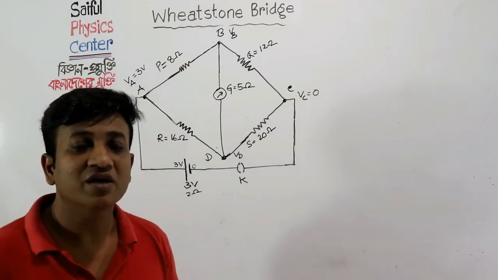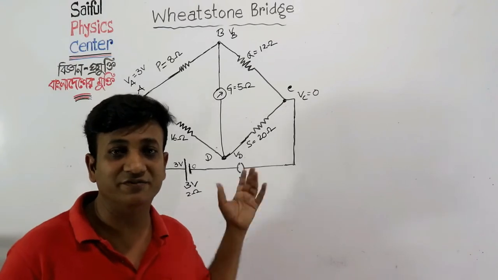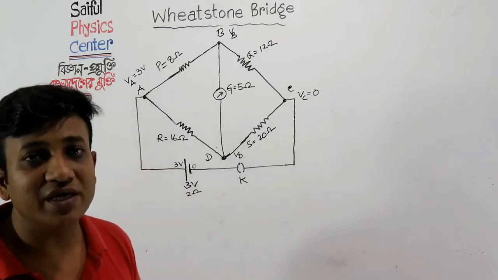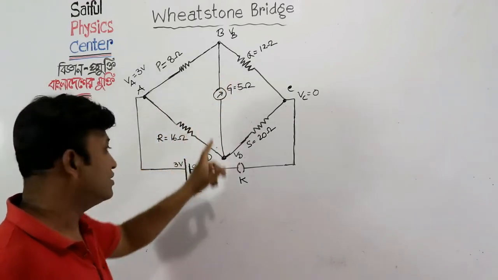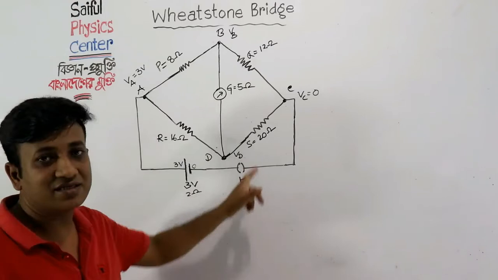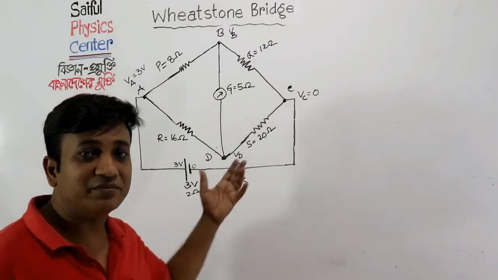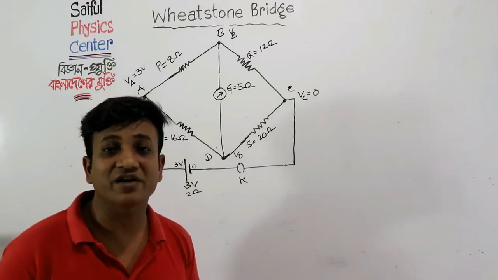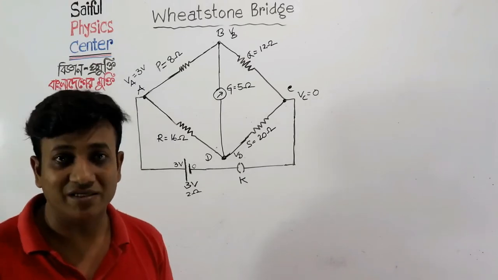Now, first of all, we have to know what type of bridge this is. To know it, we have to calculate the ratio between P and Q and also R and S. If their ratios are equal, then the bridge will be balanced. But if the ratios are not equal, then the bridge will be unbalanced.